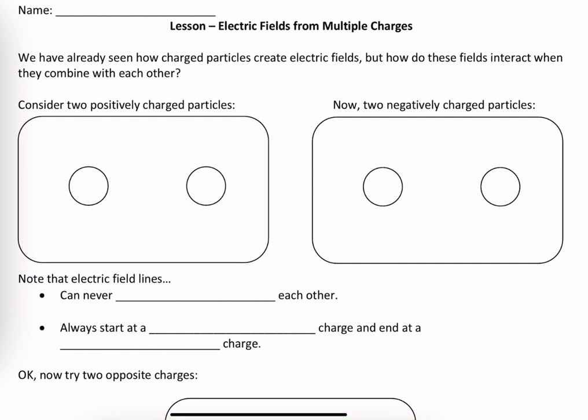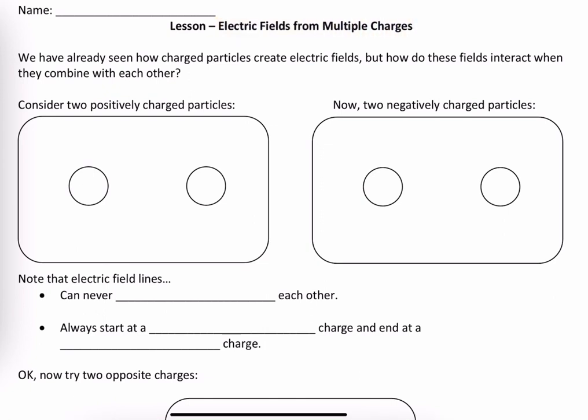Both of them would create electric fields in the same area. So which electric field would win out, or would we end up with an electric field that's sort of a combination of the two? That's what we're going to look at today, with electric fields created from multiple charges.